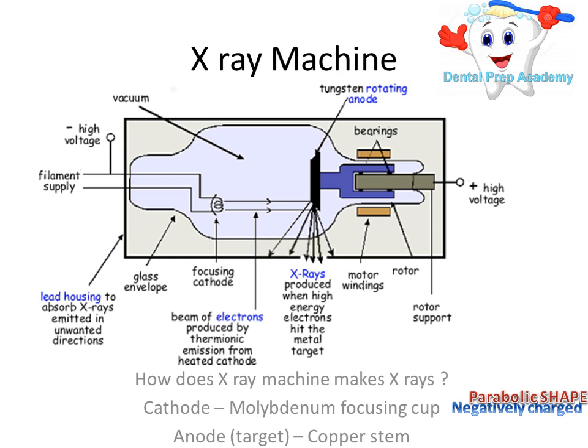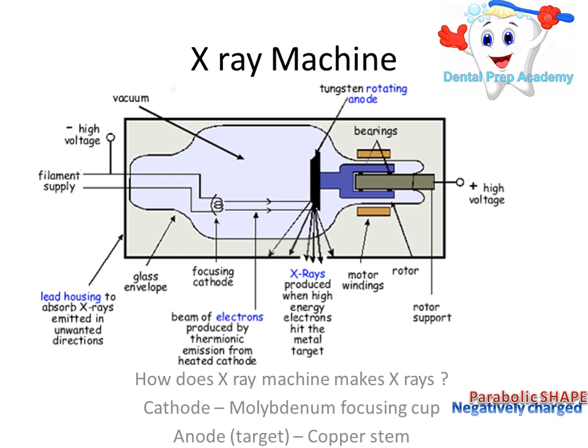Now, coming to X-ray machines. To understand the X-ray machine, we need to know how the X-ray machine makes X-rays, how it works. To understand this, we will have to look closely at the various components of the X-ray machine. Cathode and anode are the two main components of the X-ray machine.